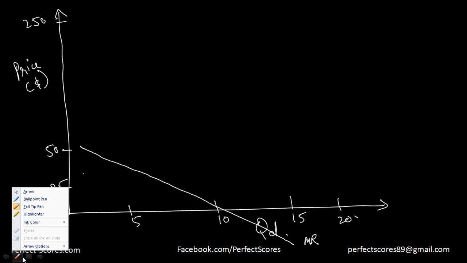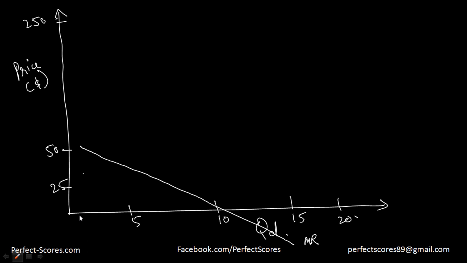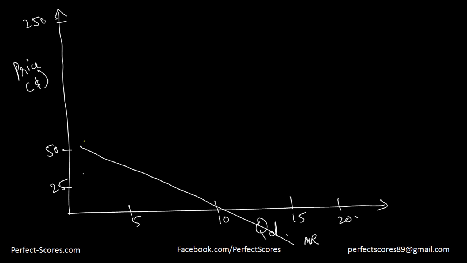Now let's go ahead and find the next curve, which is the average revenue curve. So what is the average revenue? Average revenue starts from 45, right, and it never reaches 0. It's going to end up at 5. So it's going to start from 45 and end up at 5. So this is how the average revenue curve is going to be.